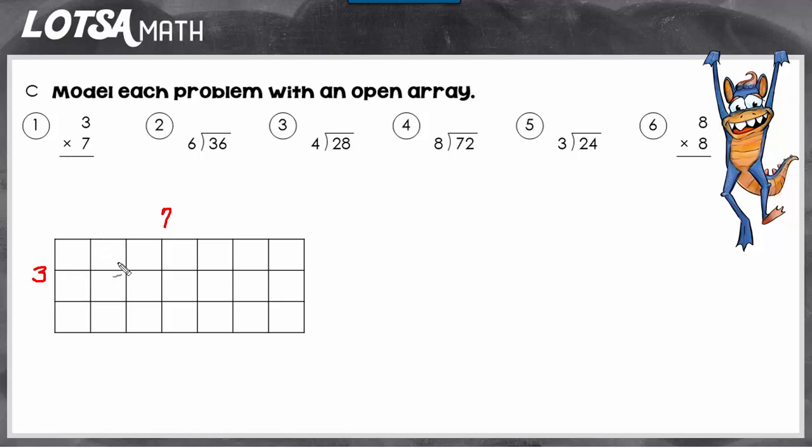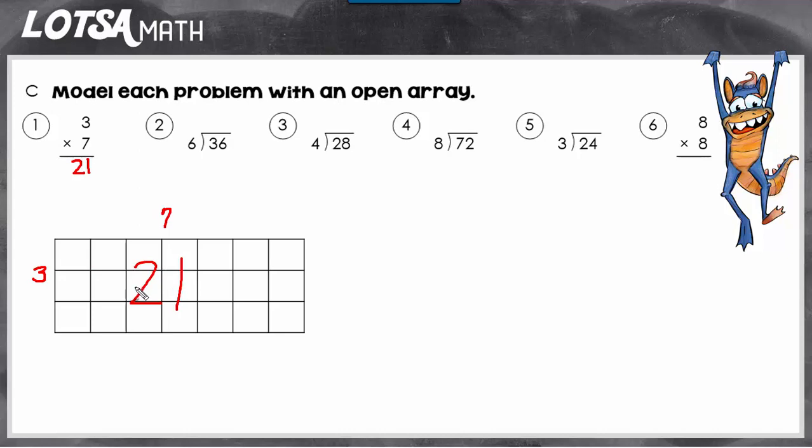As those lines intersect, they would create all these other squares, and if we counted them up, we would find that there are 21. So 21 represents the total number that is made when you multiply 7 by 3. It's the product. So 7 is one of the factors, 3 is one of the factors, and 21 is the product. A regular array takes a while to make because you have to make all these lines and squares.